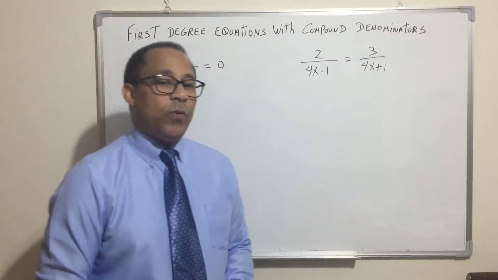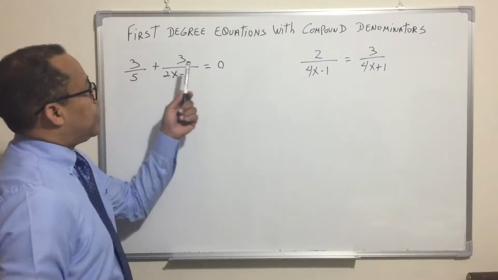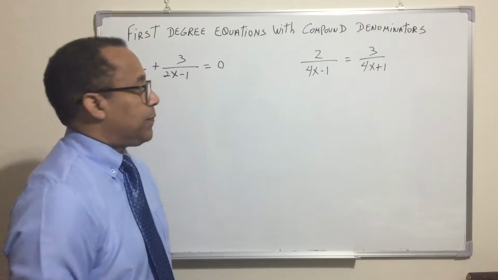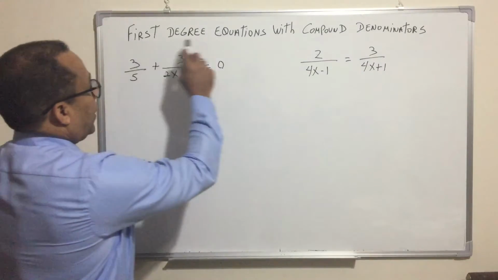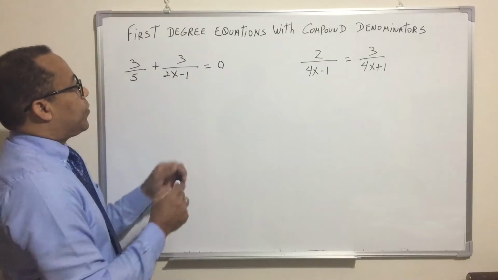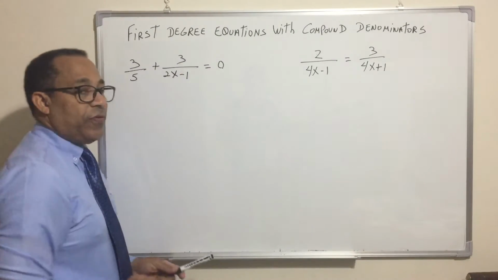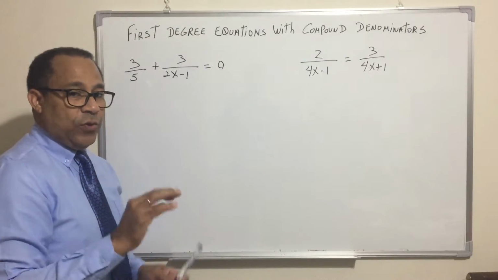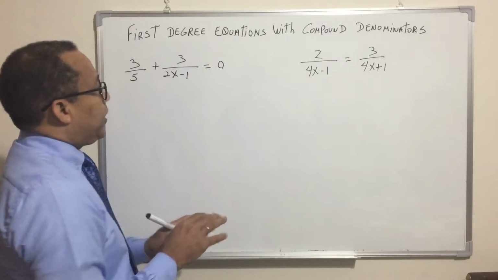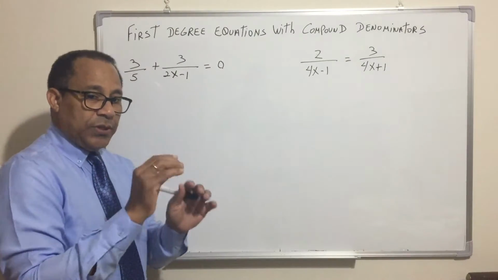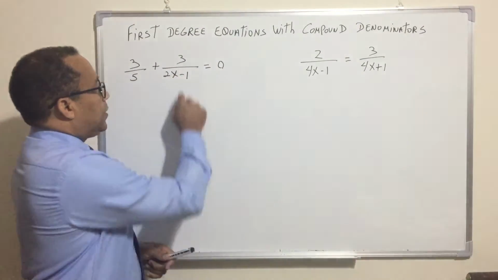Today we are going to be working with first degree equations with compound denominators. It's a first degree equation because the greatest exponent of the variable is the number 1. That's the way you identify when an equation is first degree. The greatest exponent would be the number 1.